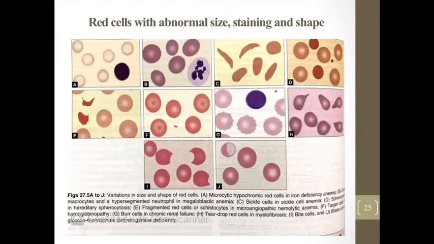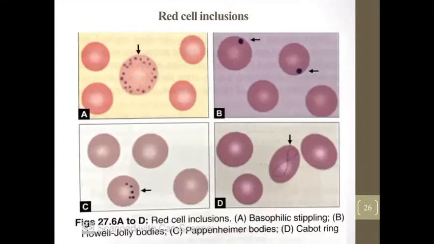G is a burr cell, seen in chronic renal failure. Next is a teardrop cell, seen in myelofibrosis. Next is a bite cell and a blister cell, seen in G6PD deficiency. So we have to see whether any abnormal form of the RBC is present or not. So this is about the size, staining and shape of the RBC.